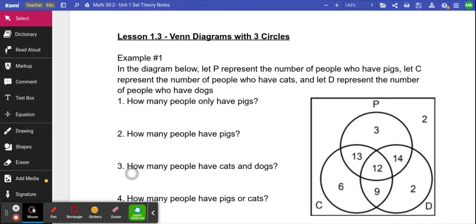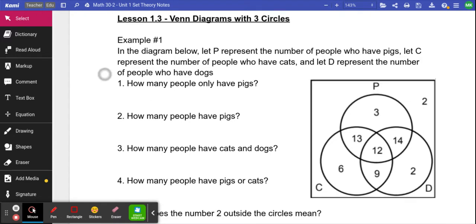We're going to learn about some triple Venn diagrams right now. It's pretty much the same concept as double Venn diagrams, which was the lesson before this. We're just going to add another circle to it. We're going to start off by reading a question and then interpreting a triple Venn diagram. So let's get at it.